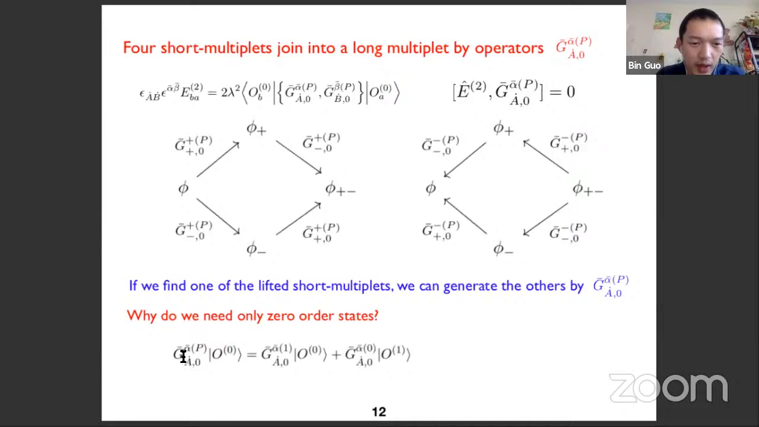Actually, GP acting on the 0 order state is a combination of first order G with the 0 order wave function, and 0 order G with the first order wave function. So the first order correction of the state is encoded in the GP also.